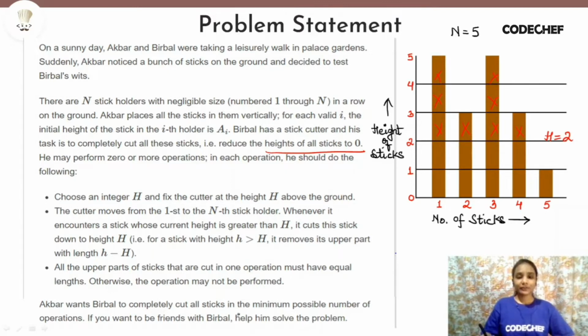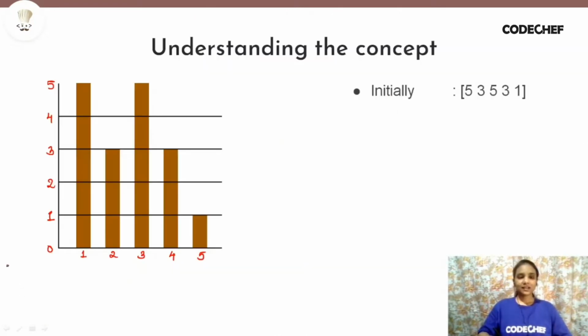Now what we need to find in the question is the minimum possible number of operations such that we reduce the height of all the sticks to 0. So now continuing with the same example, let us see how we can do that. Now we can place the cutter at any position from height h equals 0 to height h equals 5: 0, 1, 2, 3, 4 or 5.